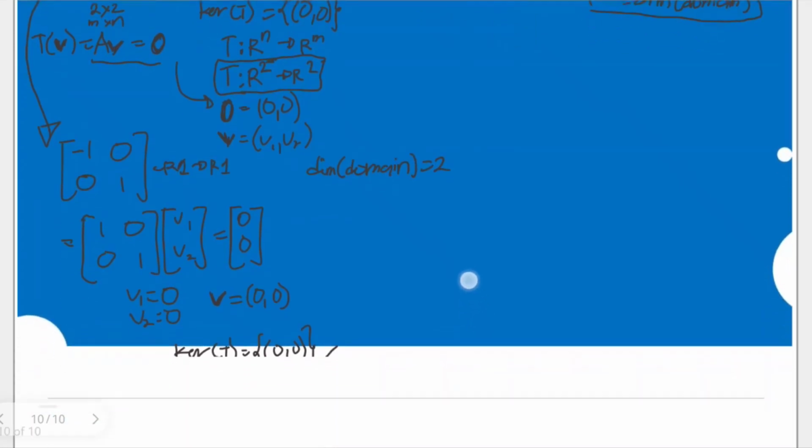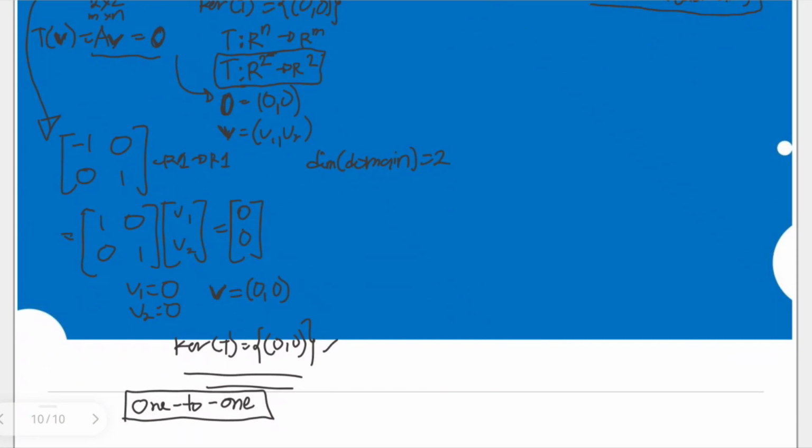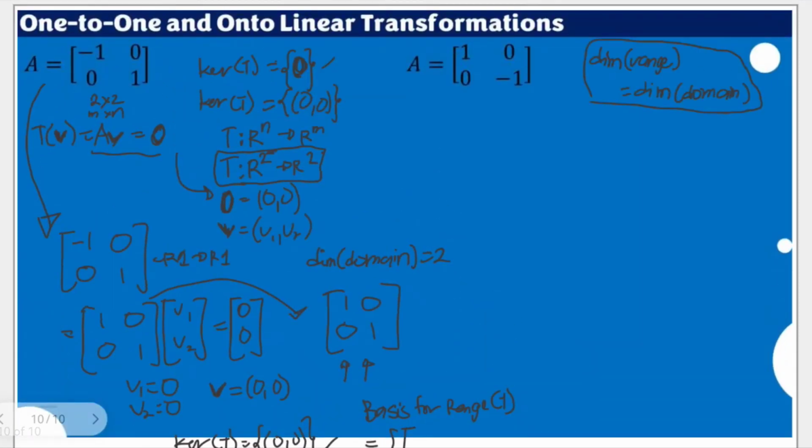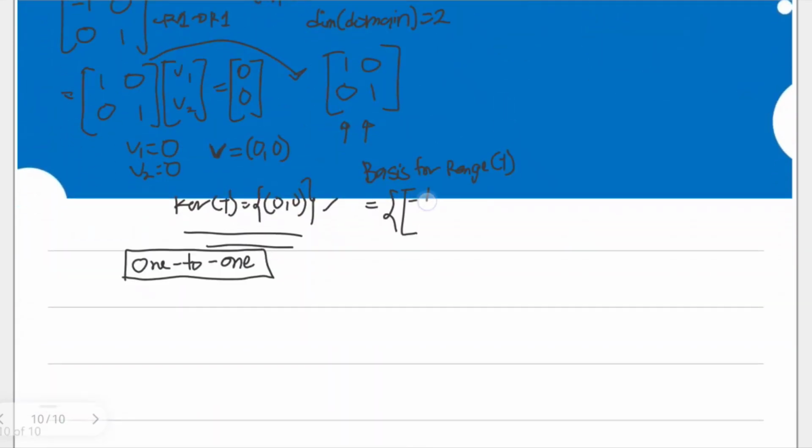So we're going to look at this final form, the reduced row echelon form: 1, 0, 0, and 1. We can see here two columns containing leading 1. So the basis for the range here is the set containing the columns of our initial matrix. So you will have your negative 1, 0, and then 0 and 1.